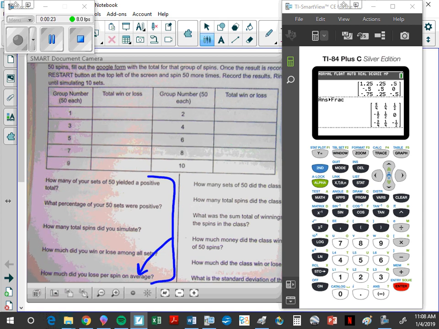So let's say, how much did you win or lose among all sets? Let's say I was $7 in the hole. How do you do that last question?